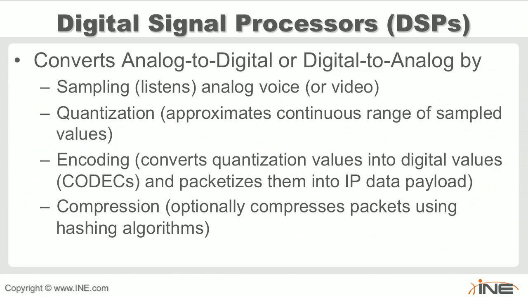So then, like I said, we go to the encoding step and we convert the quantized values into digital ones and zeros in the codec. We compress them, and then we packetize them in the IP data payload. And we also have the ability to use compression, not just in the codec sense of compression, compressing the quantized voice, but we can actually compress the voice packet using various hashing algorithms. So a lot of these functions are what are provided in the dedicated, application-specific ICs or ASICs or DSPs.